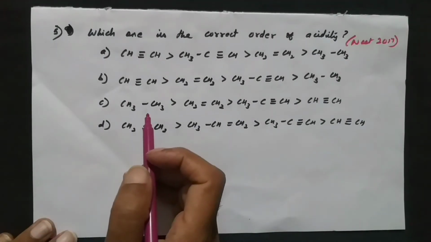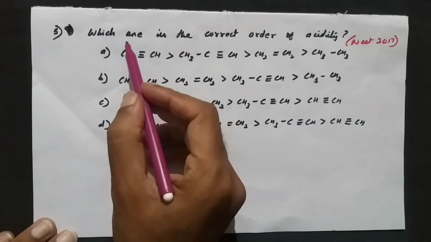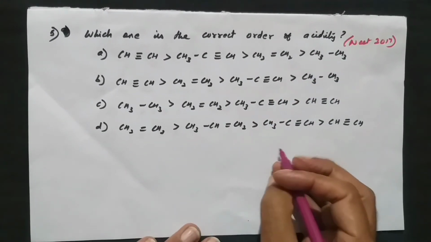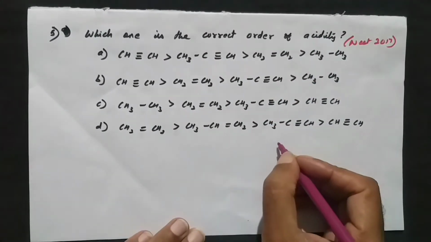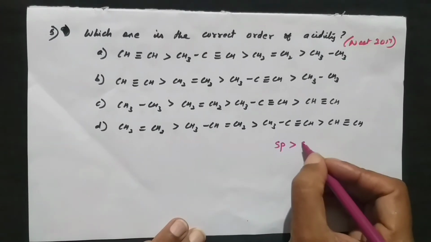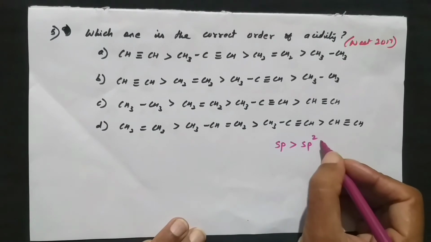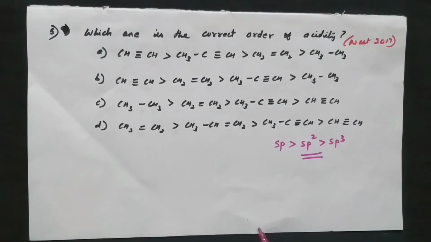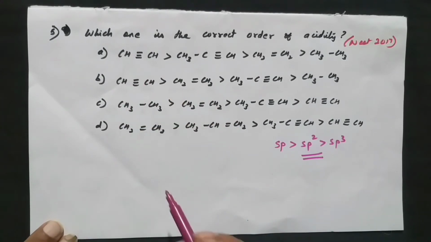So this question will be interesting. NEET 2017. Which one is the correct order of acidity? I told you in the first lecture that acidity will be: sp is more acidic than sp², followed by sp³. So first we have to find the hybridization, then we can give the order.